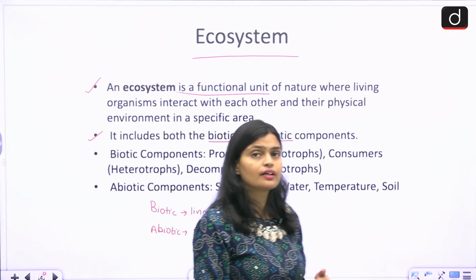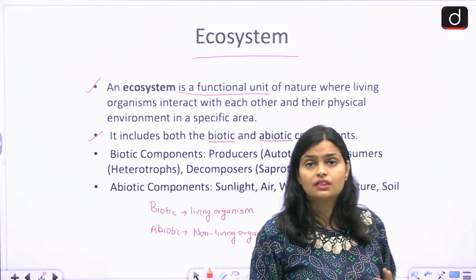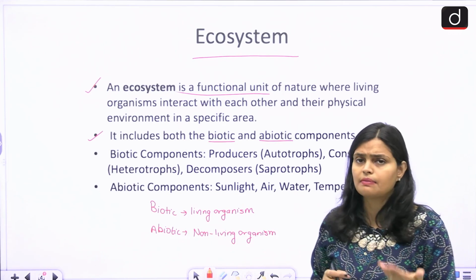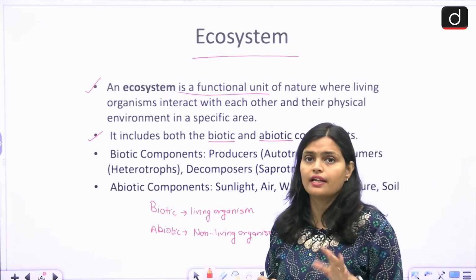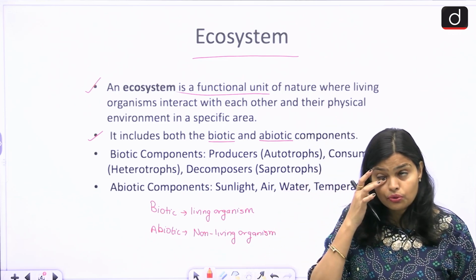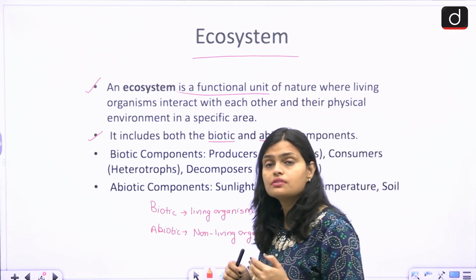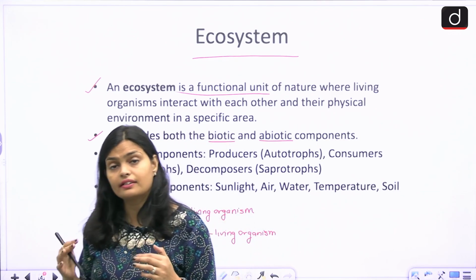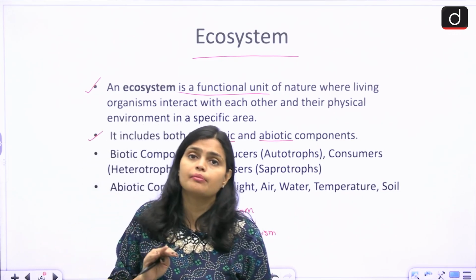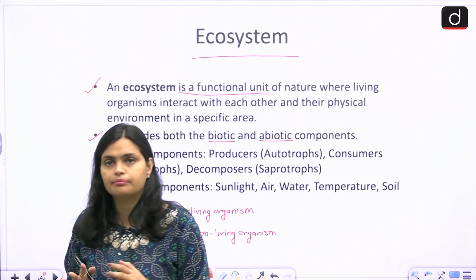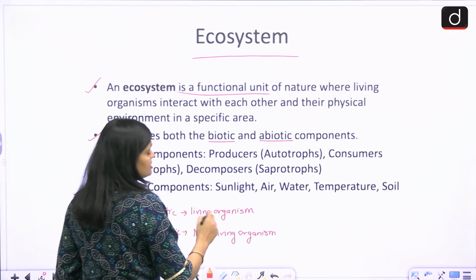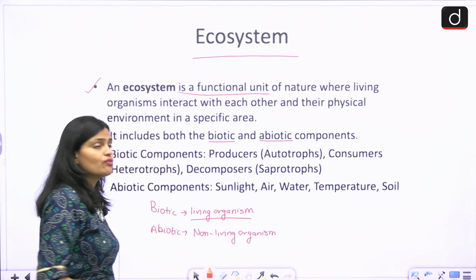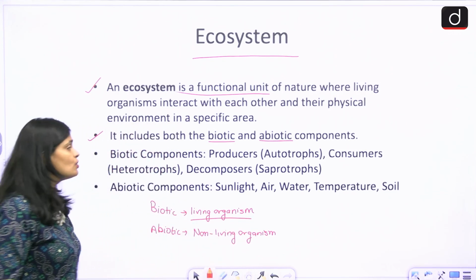So biotic component means what? When the living organisms interact with each other, all those living things are the biotic component, right? And all the non-living things are the abiotic component. So you can also define an ecosystem as an interaction between biotic and abiotic components. Simple.